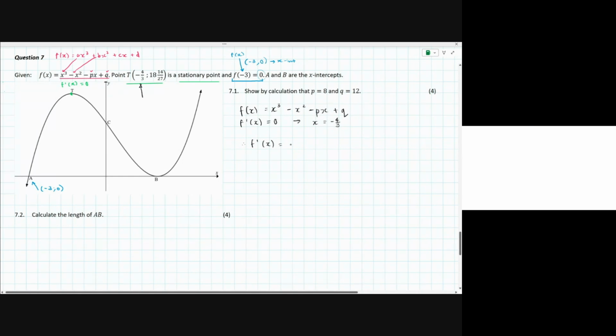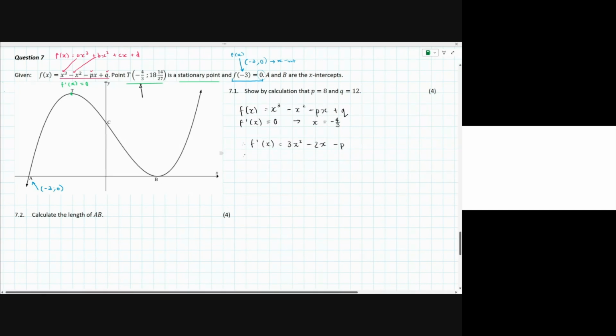So my first derivative here would be 3x squared minus 2x minus p. And remember, q represents a constant, and we know that in derivatives, the constant falls away. So that becomes 0. So this is quite nice. What I've been able to do here is get an expression that just has p that I need to solve.